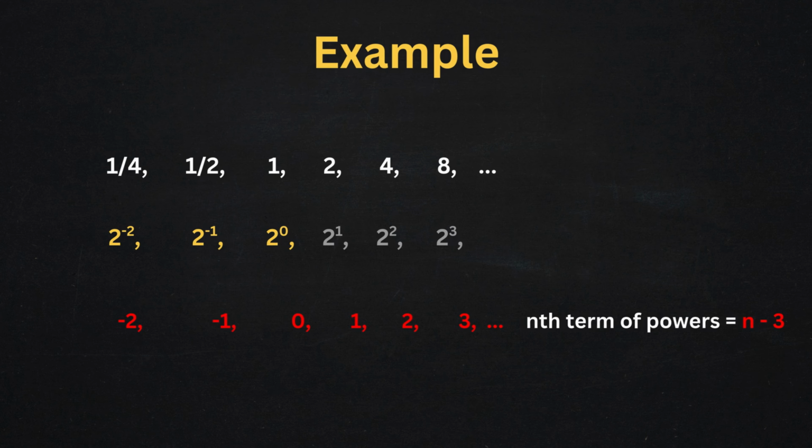So my exponents are minus 2, minus 1, 0, 1, 2, 3. It is the arithmetic sequence shifted 3 times to the left, therefore we replace n with n minus 3. Our nth term will be 2 power n minus 3. The key technique in such questions is to observe the pattern in the powers. The sequence that appears in the powers, that's the actual pattern we use.